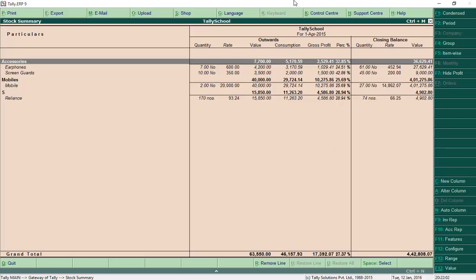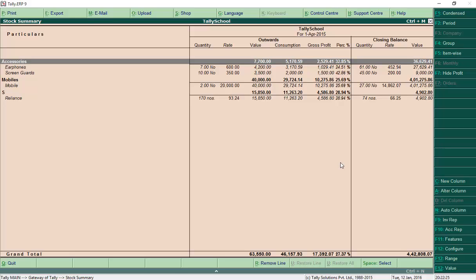So here is a quick summary of outwards, again in stock summary. This is very important. You can see if you have any losses while selling which you don't know. Or if you are a big company with a sales department, you can quickly log into Tally and see whether it is on profit.